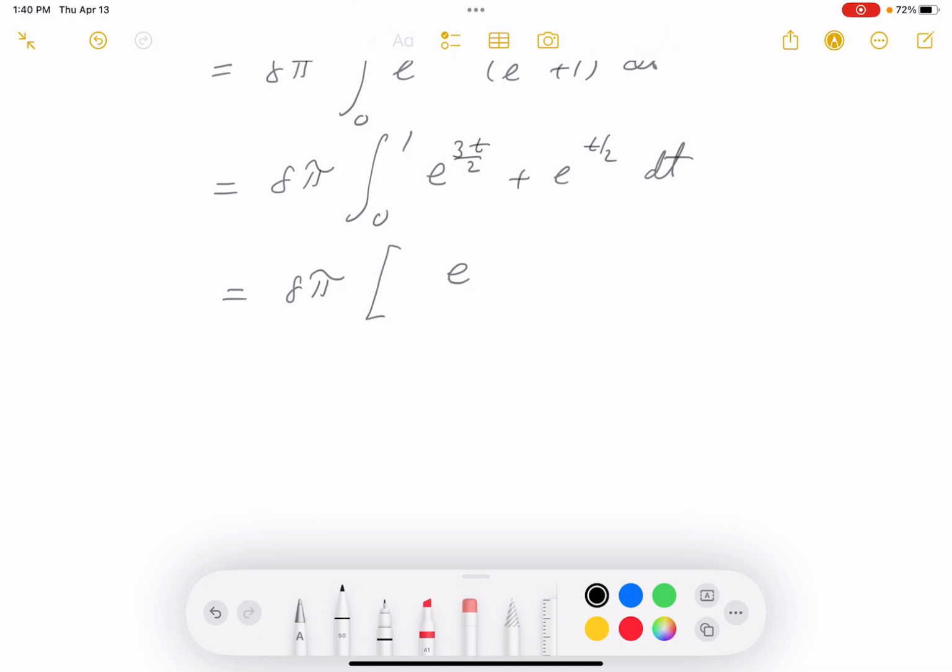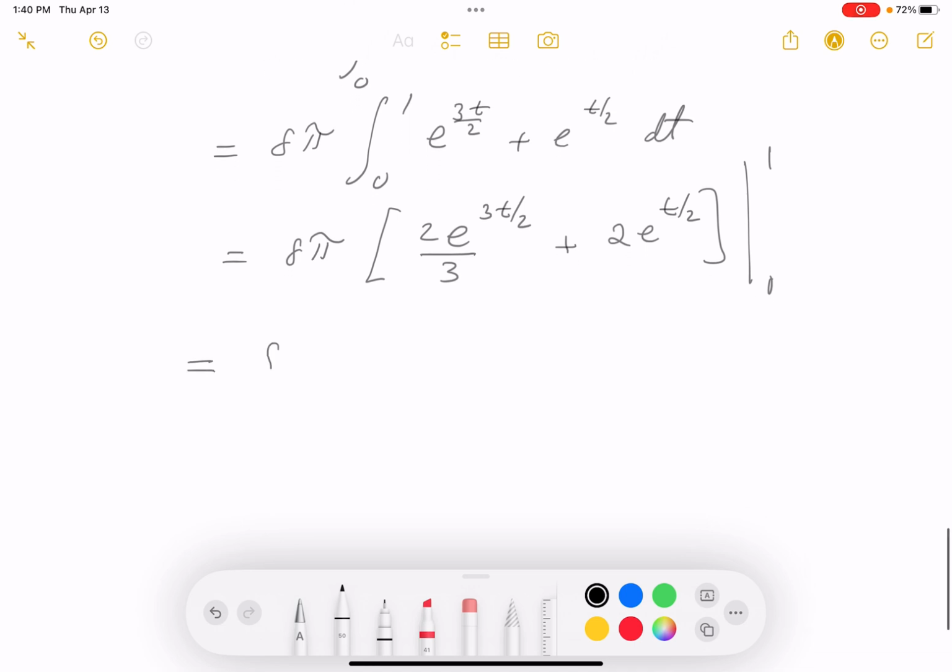And that's going to be e to the 3t over 2 times 2/3. All right, let's keep going. Plus e to the t over 2 times 2, limits of integration 0 to 1. All right, I've got to write this down now. 8 pi. I'm going to do the 1 first. That's going to be 2e, and you're going to get 3/2 there. Then you can get plus 2e to the 1/2. Then you can get minus, this is 0 by the way.